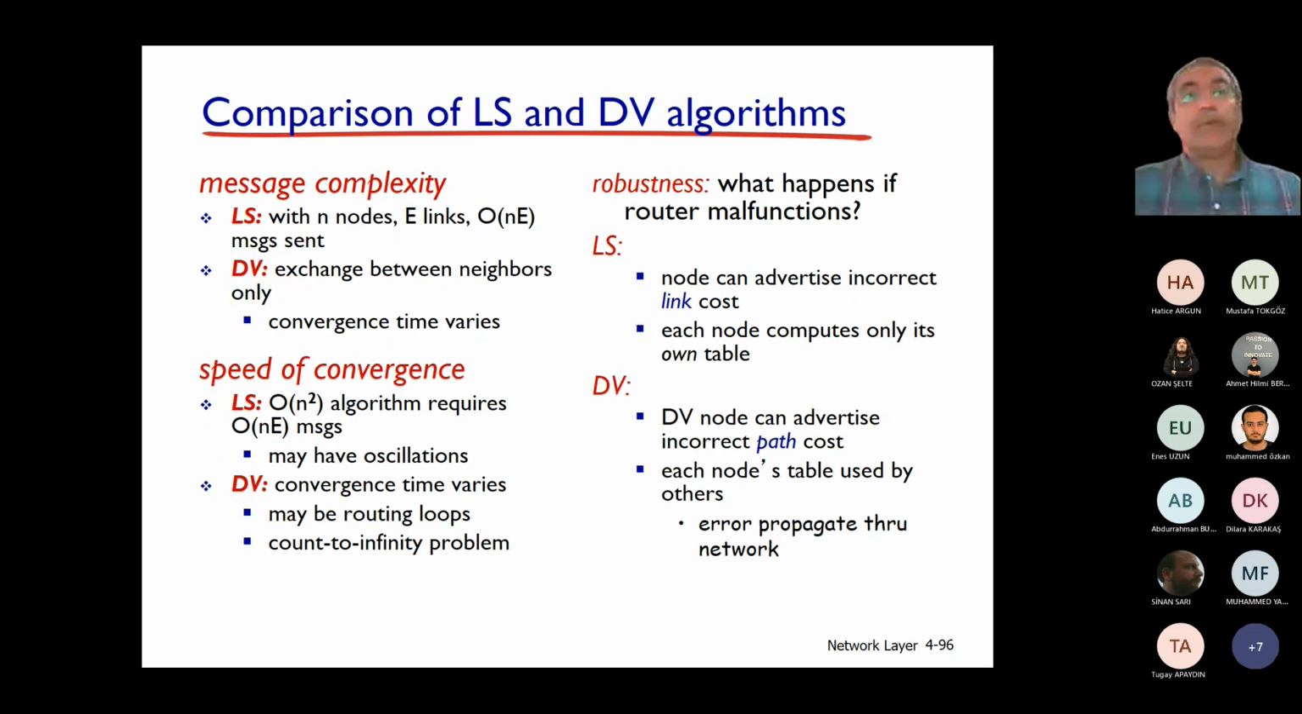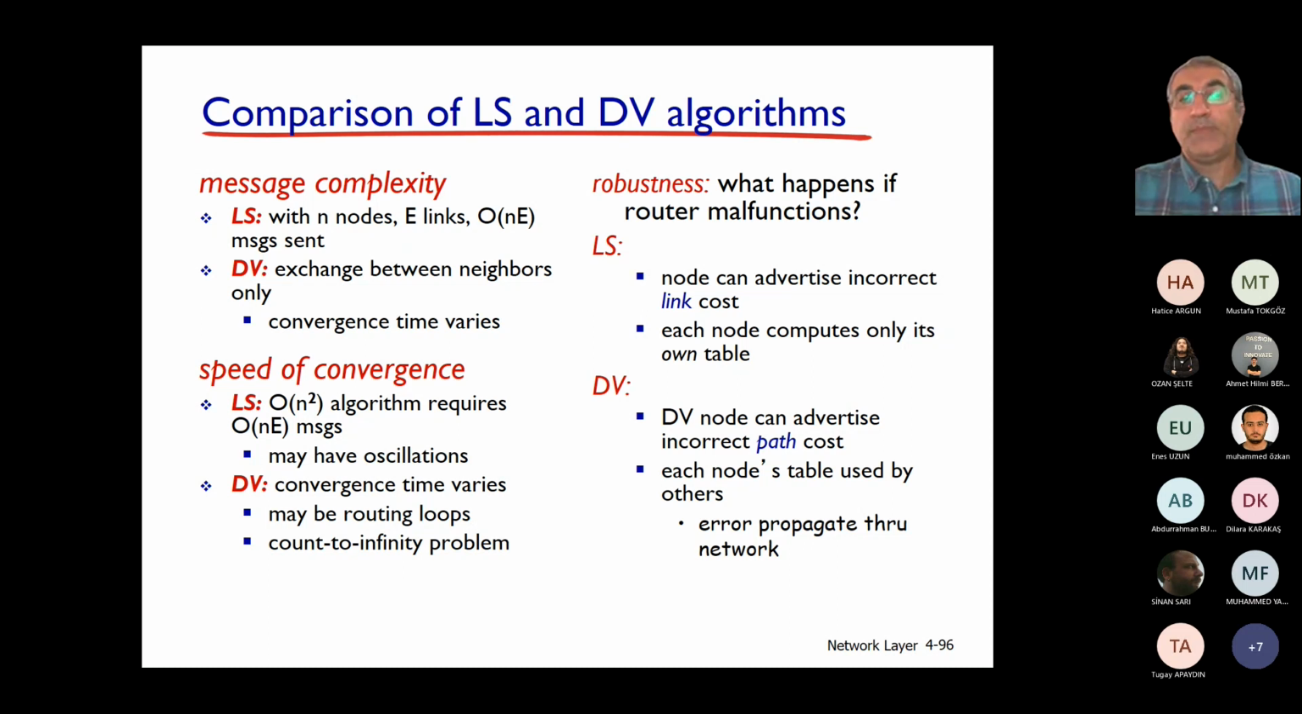Okay, let's compare both the link state as well as the distance vector algorithms in terms of complexity, performance, convergence rate, and so on. So let's start with the message complexity. In the link state approaches, we have n nodes and e number of links. And the complexity is going to be O of n times e messages sent.